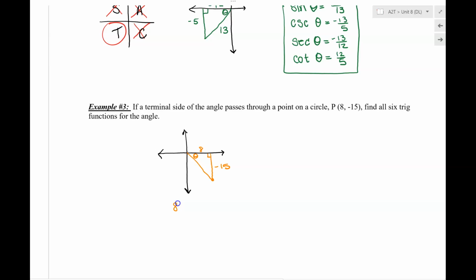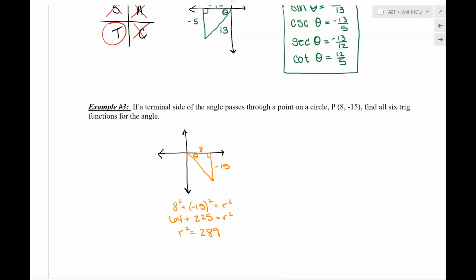So we're going to say that 8 squared plus negative 15 squared is going to give us, in this case, I'll use r because r is our radius of the circle. It says through a point on a circle, so we can use r. You could also use c squared since that's normally what we use for the hypotenuse. It is totally up to you. Okay, so we get 64 plus 225 is equal to r squared. If we were to add those together, we get r squared is equal to 289.